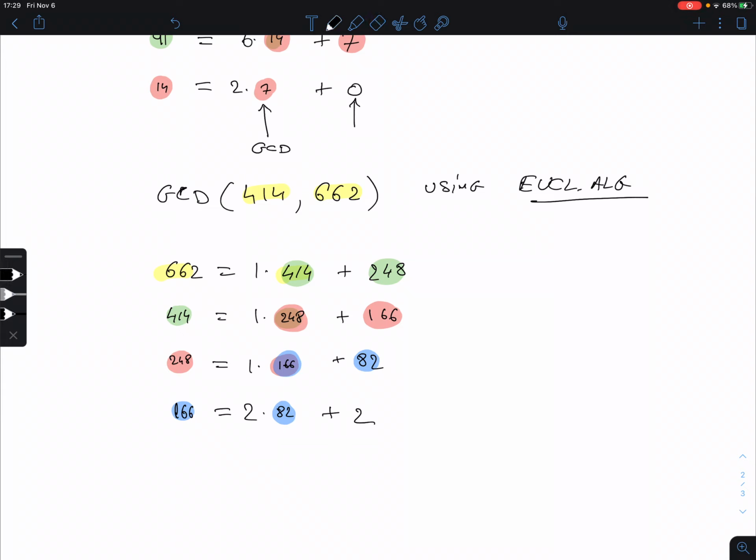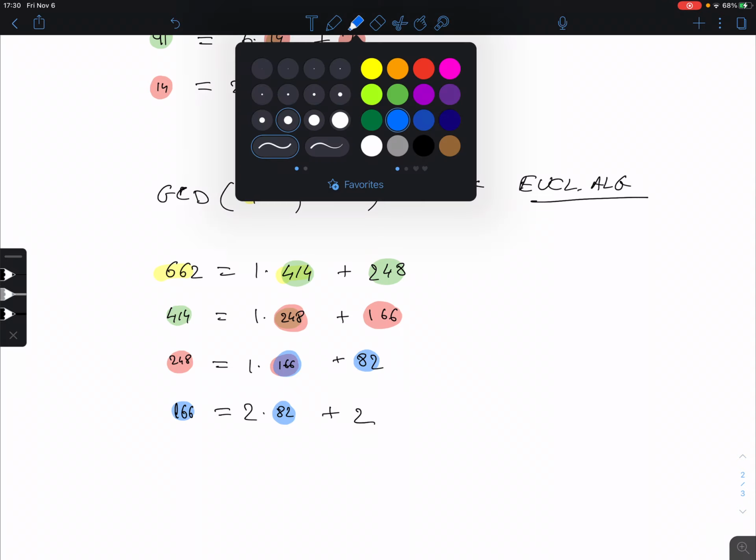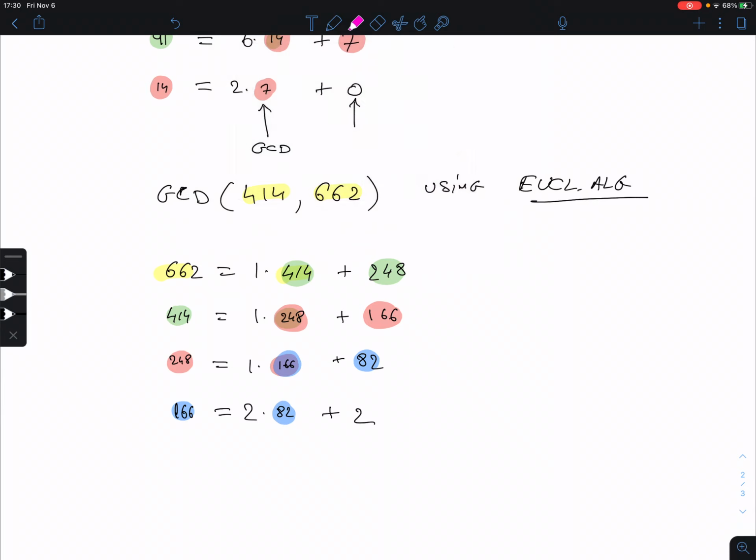And why do we keep going? We keep going because this is not 0 yet. So once it's not 0, I'm going to pick it for my next one. Let's make it in pink. This one together with this one. So I take 82 and 2 here. How many times does 2 go into 82? Well, 41 times. And then the remainder is 0. I got a 0, so this is my GCD.